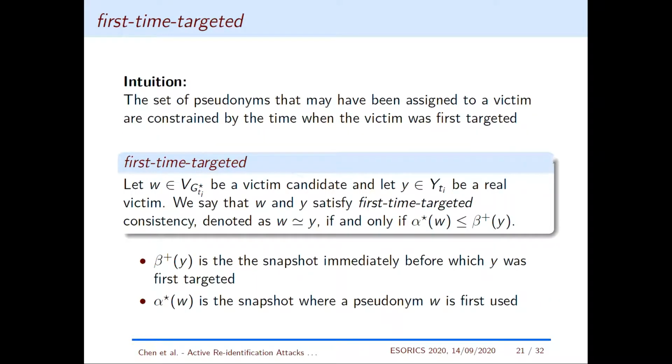Then, for the first time targeted constraint, since the adversary decides when to target a victim, the time at which each victim is targeted is used by the adversary to restrict the set of candidates for that victim. So any pseudonym that appeared in the releases at a time later than the first time that the victim was targeted could not have been the pseudonym assigned to that victim, so it is rejected as a candidate.